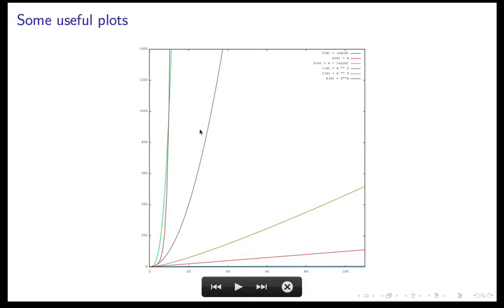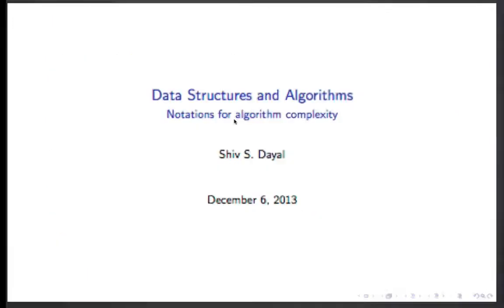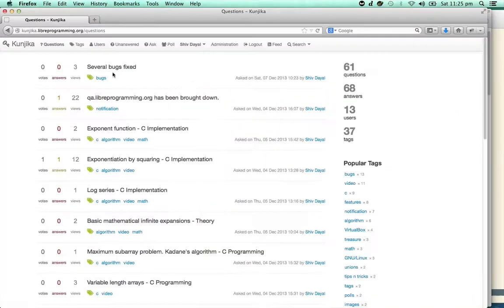As you can see, ideally we would prefer a log x or log n complexity compared to n, and we would prefer n compared to n log n, and we would prefer n log n compared to n square. So I will upload this PDF on Conjica here, and the title will be Algorithm Complexity. You can download the PDF and study it.